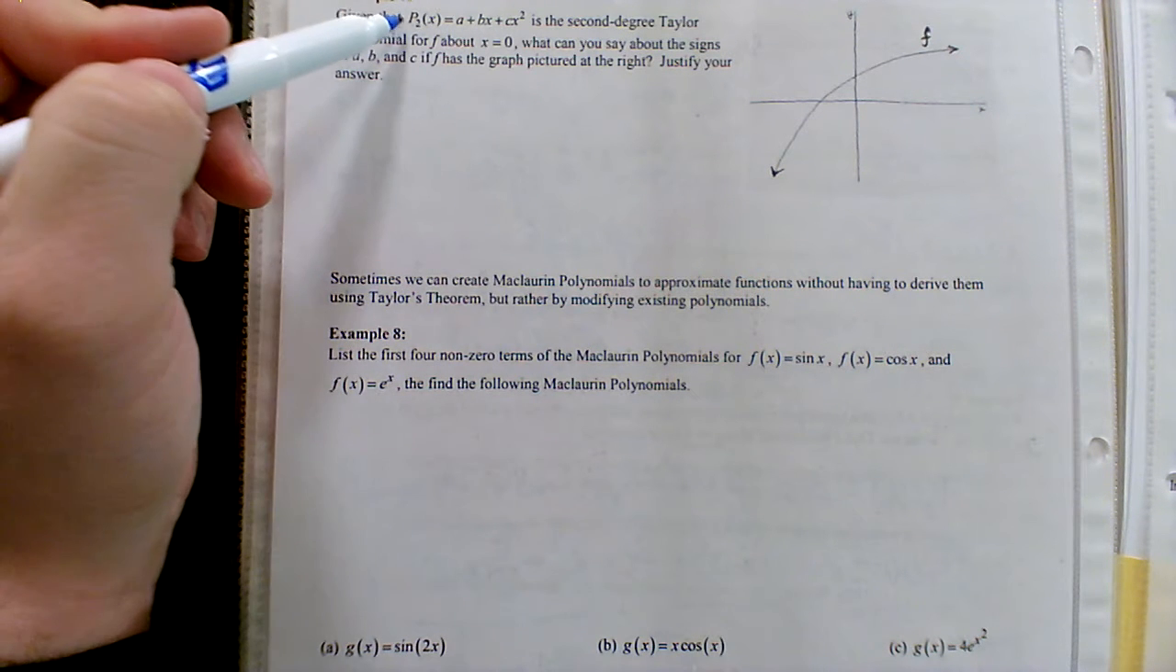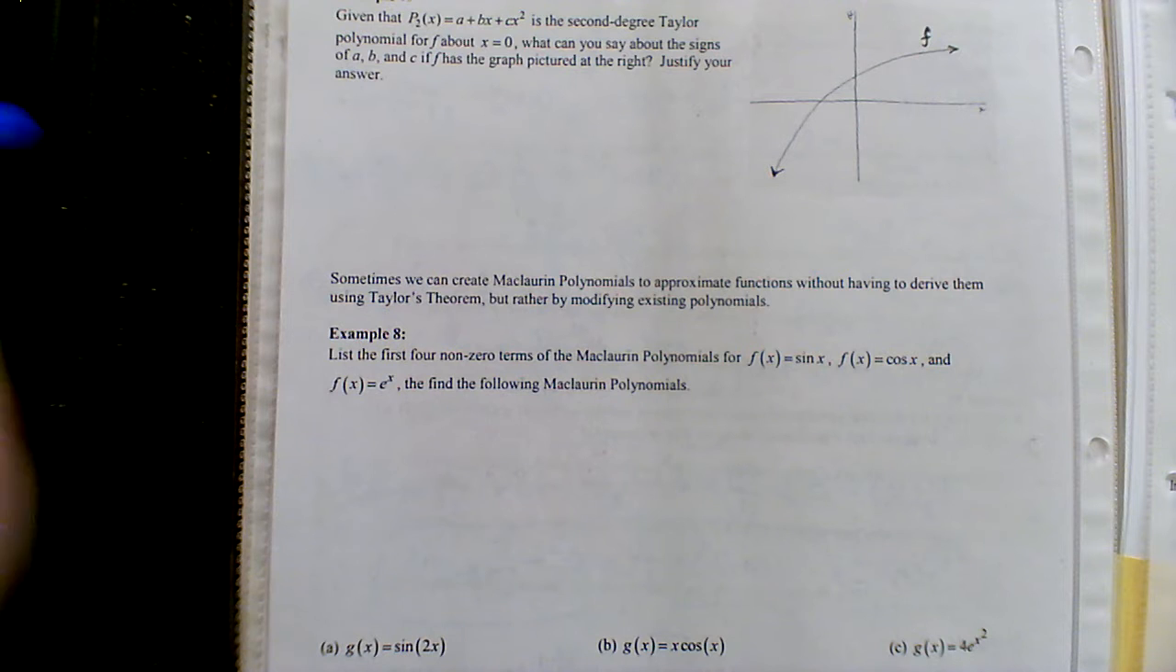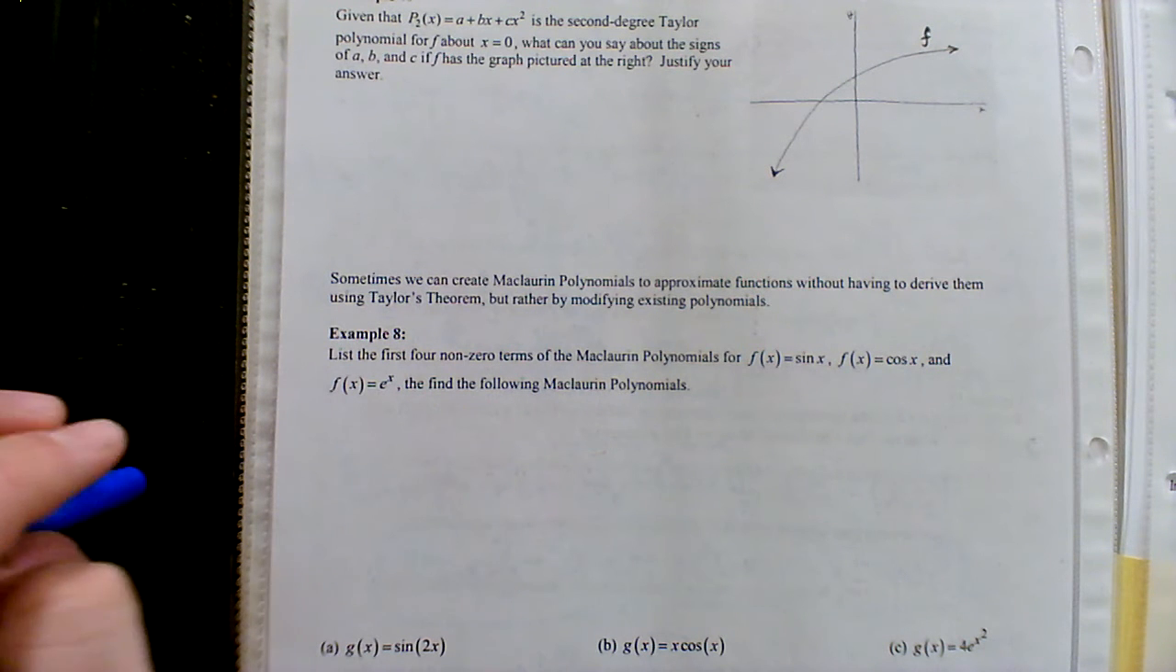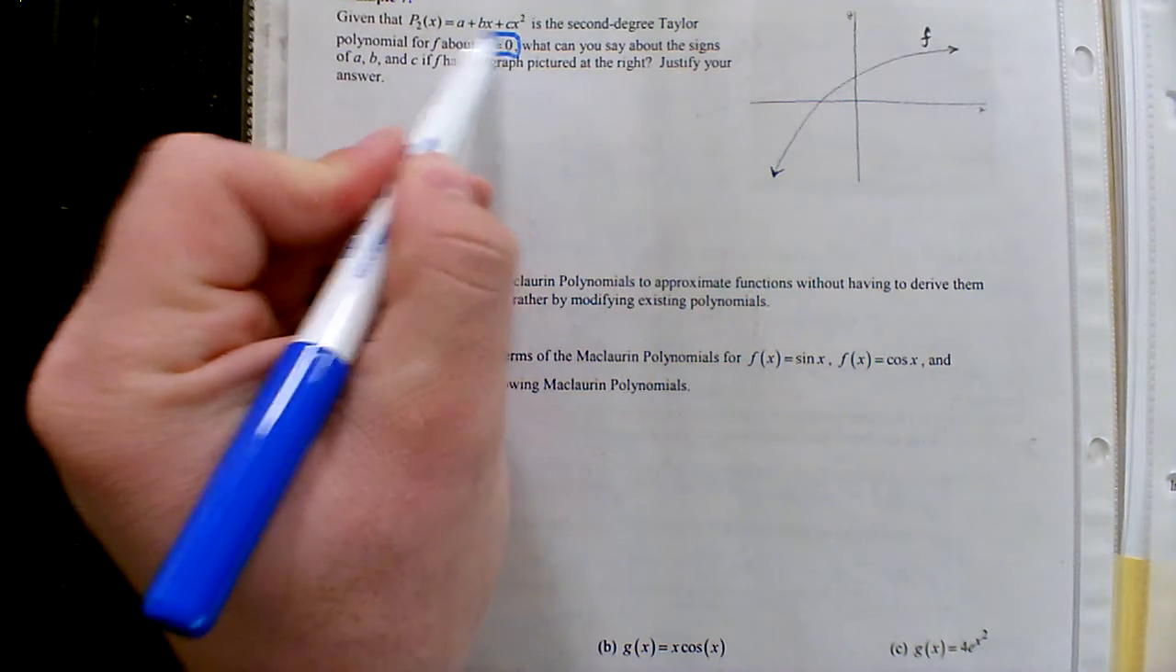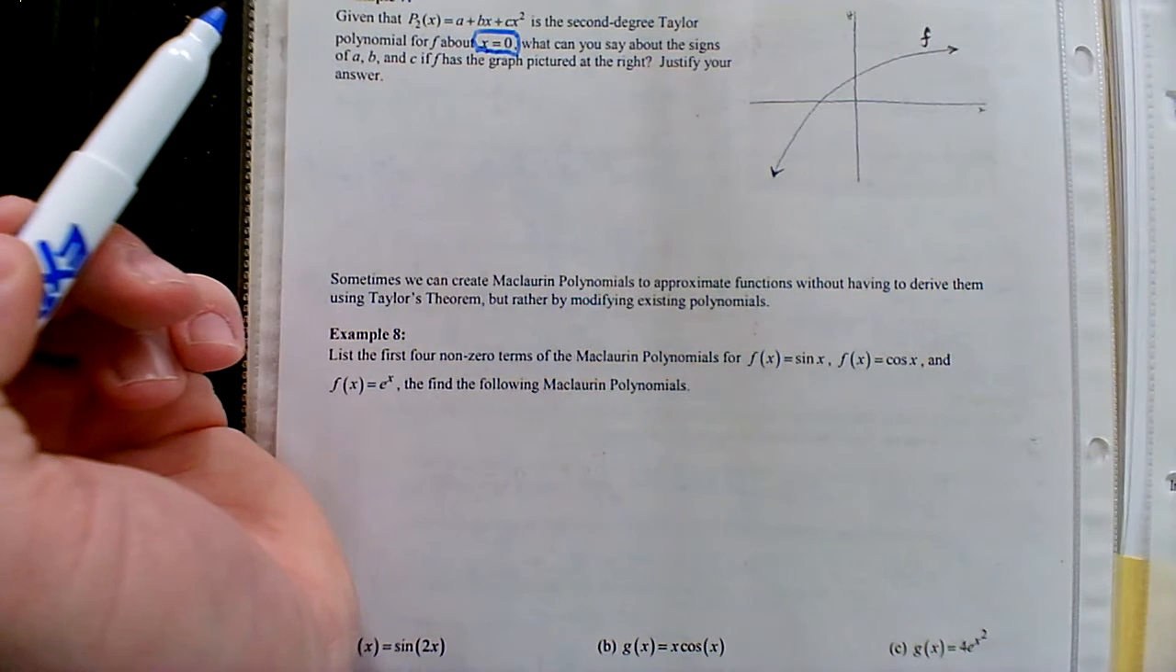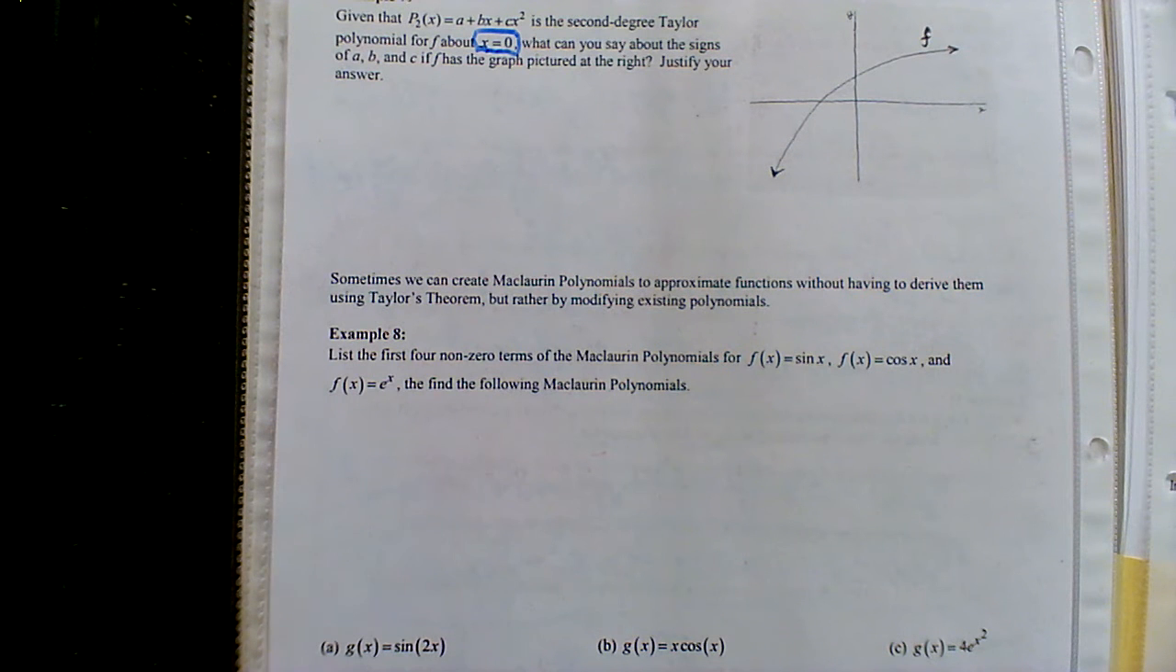All right, so let's look at example 7 and we'll wrap it up there today. Given that a plus bx plus cx squared is the second degree Taylor polynomial for f about x equals 0, when they're telling you x equals 0, what did they actually tell you here? Yeah, the center is 0. It's a Maclaurin series.